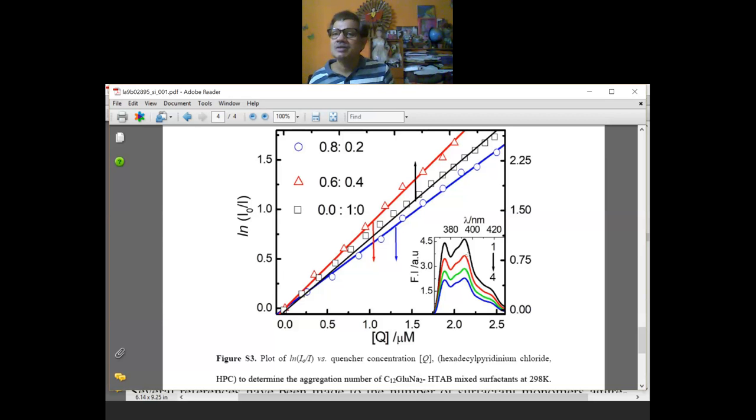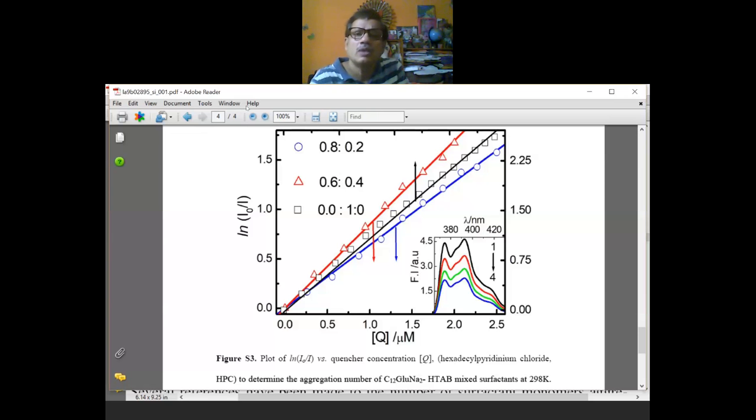What is the next one? The next one is the determination of cross-sectional area. Determine the cross-sectional area of the surfactant molecule. How can you do that? For that, we need to go for a little bit of thermodynamics.